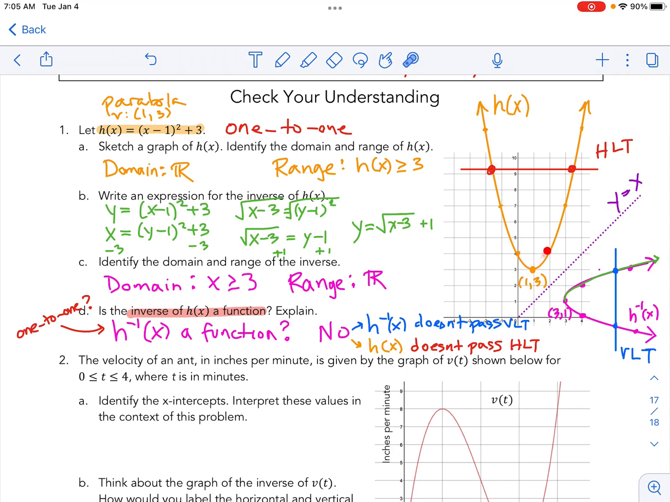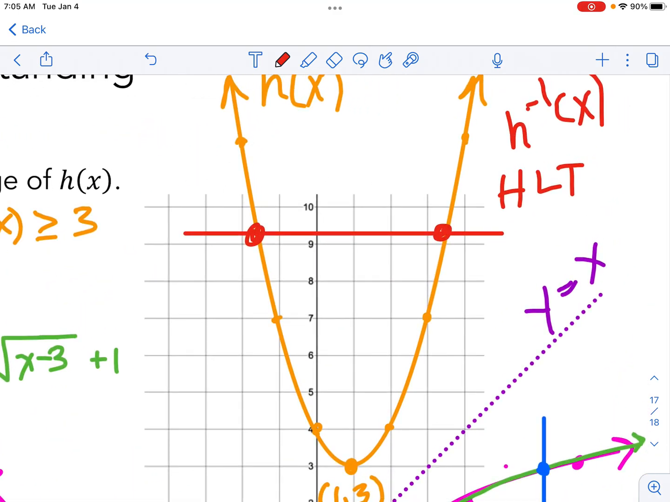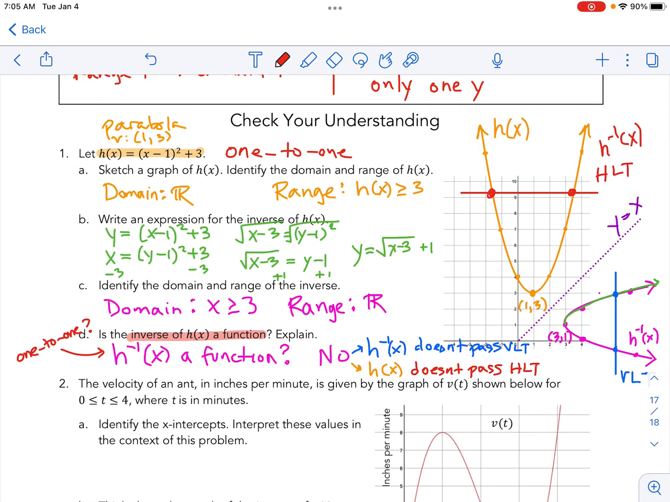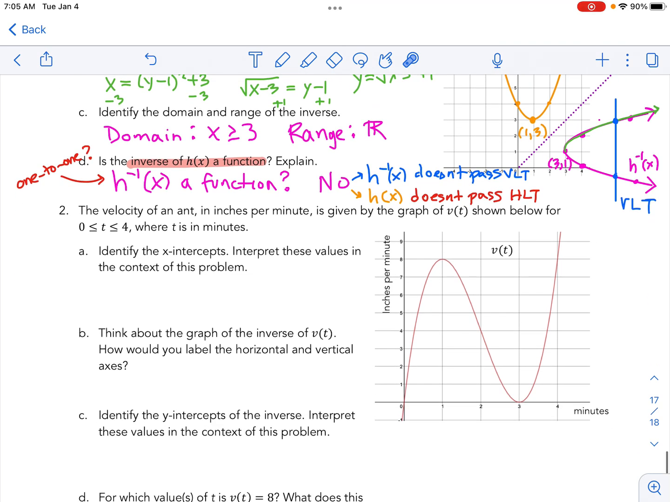That original function does pass the vertical line test, so the original h of x is a function, but this horizontal line test is saying the inverse is not a function. Okay, that way we don't have to look at the graph of the inverse at all. So let's kind of try that with number 2.